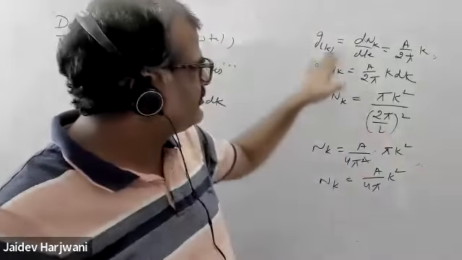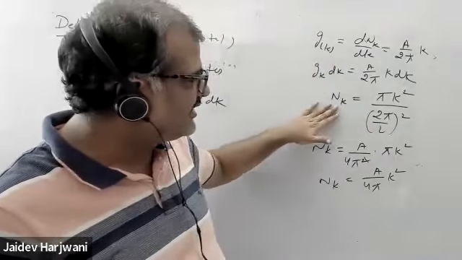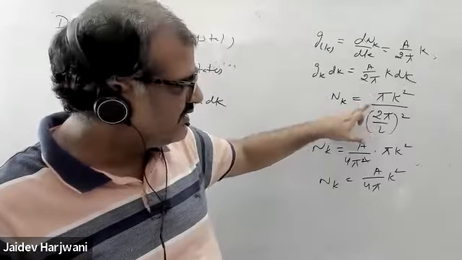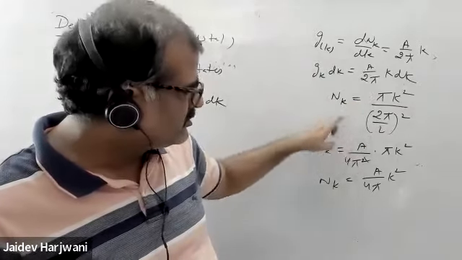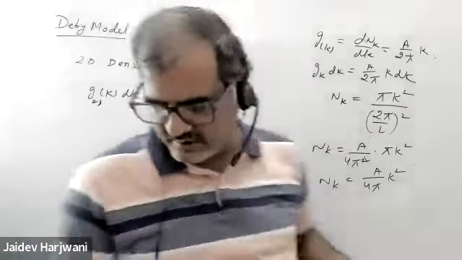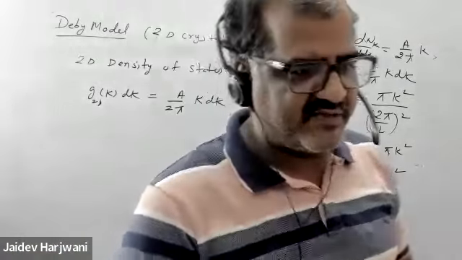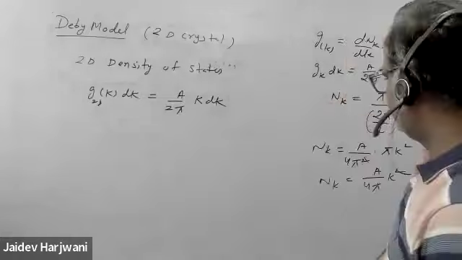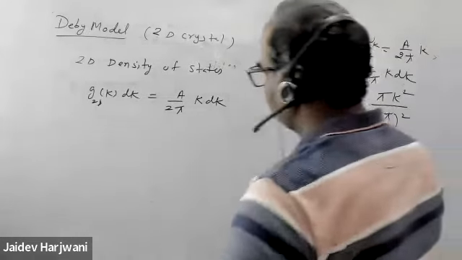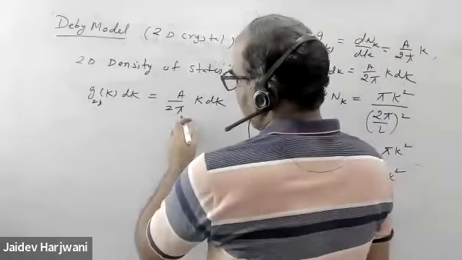This is for 2D. For 3D also you can calculate. There will be a sphere and it will be 2 pi by L cube. So you can easily calculate this expression. You only need to know the volume of a k state in 1D, 2D, 3D. So there's no need to remember this one also. So now you have g(k), this one.